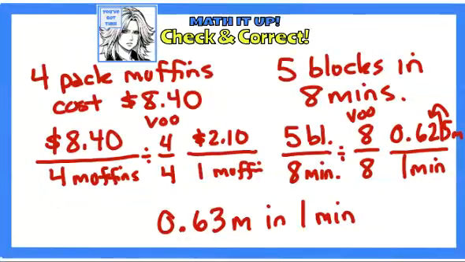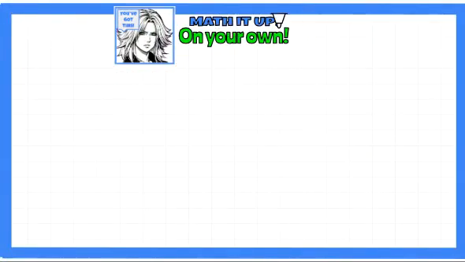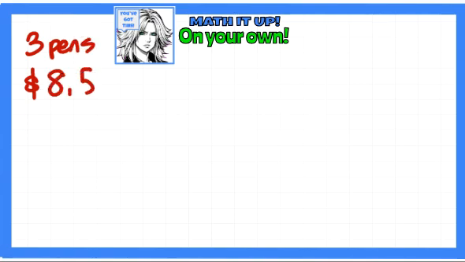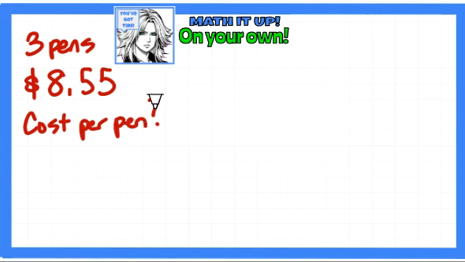All right, now we're going to look at the on your own problems. You will do these on your own while this information is fresh in your mind to practice this skill a little further. So our first problem is we have 3 pens in a pack, and they cost $8.55. What is the cost per pen? So we are looking at how much is it to buy 1 pen, or what did we pay in this package of 3 for each pen?